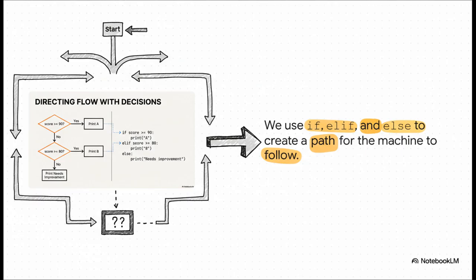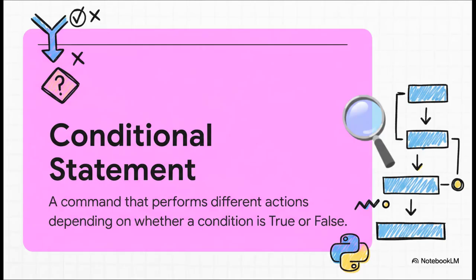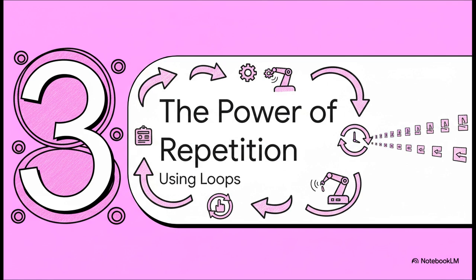It's basically a decision tree. And this whole structure, this if, elif, else block we've been looking at, it actually has a name. It's called a conditional statement, and it's one of the most fundamental tools you have for controlling the flow of your program. So, we've taught our machine to remember and to decide.